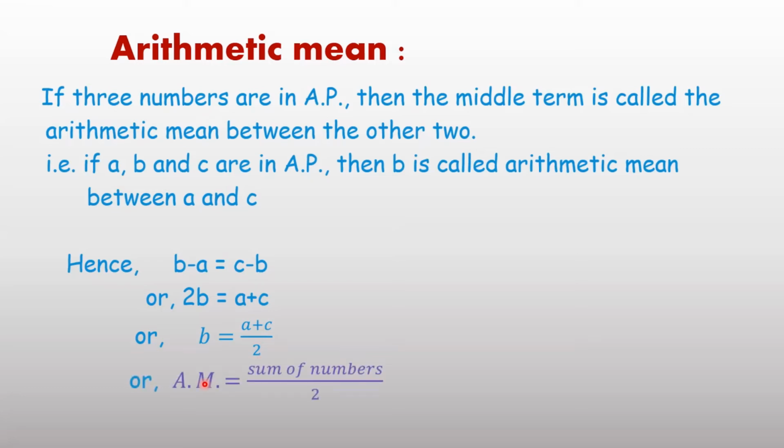Means the final formula we can write as arithmetic mean equal to sum of numbers upon 2. If by chance the value of B is not given, and A and C are given, to find the arithmetic mean of A and C, easily you can write the third number as A plus C by 2. If 4 and 6 are given, to find the arithmetic mean of 4 and 6, simply write 4 plus 6 by 2, 10 by 2, that is equal to 5. 5 is the arithmetic mean between 4 and 6. It implies 4, 5 and 6 form my AP.